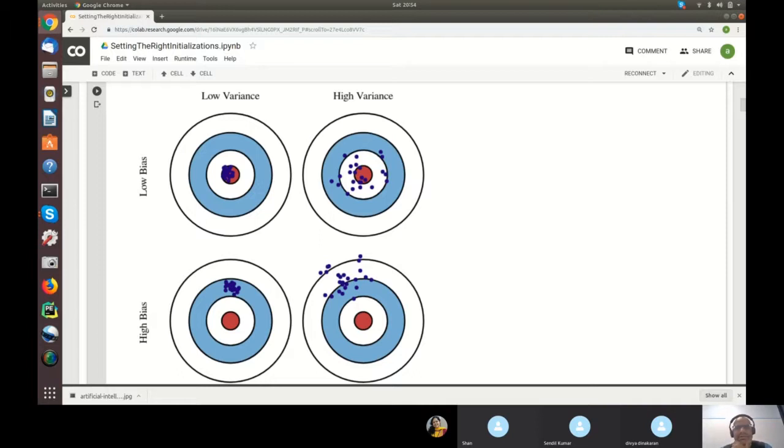Now we look at the top right. Here the bias is low. So on average, we sort of get to the right spots. So if we take an average of all these points, we will get to the target. The problem is the variance. It varies a lot.